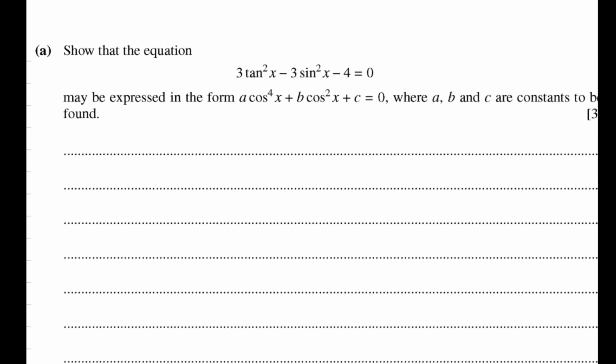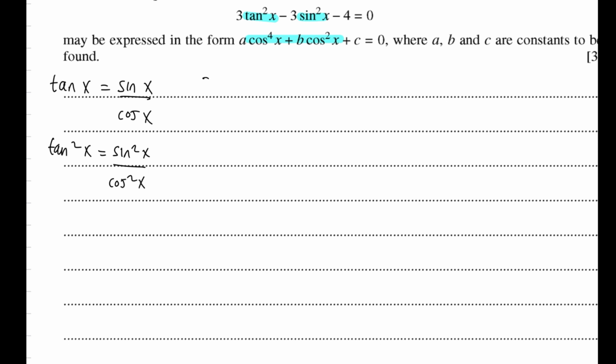So we are asked to change the tangent and the sine into all cosine. So how do we do that? First things first, we have the formula to change tangent into sine x over cos x. Because we have tangent squared, we just need to square the sine and the cos.